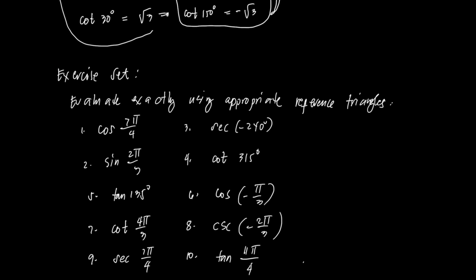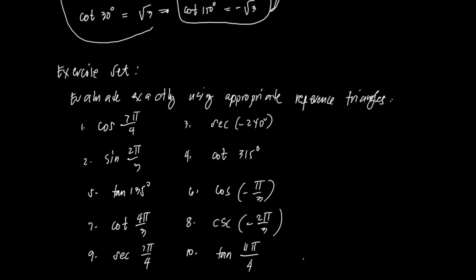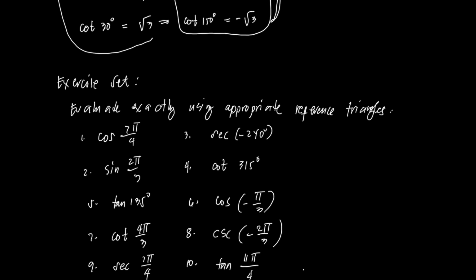So we can have this exercise set. Try to find the exact values of the following using the appropriate reference triangles, and then applying the definition of the 6 trig functions and the special angles, the exact values of the 6 trig functions using the special angles, the 30 degrees, the 45 degrees, and the 60 degrees.